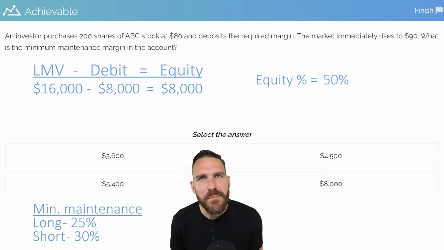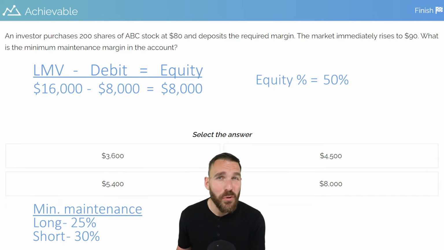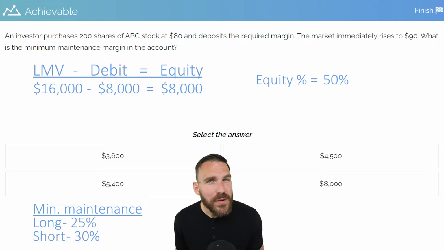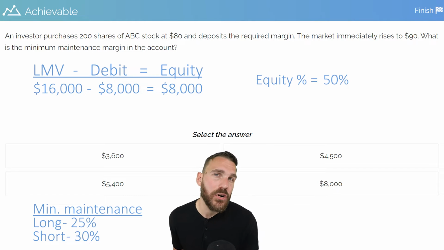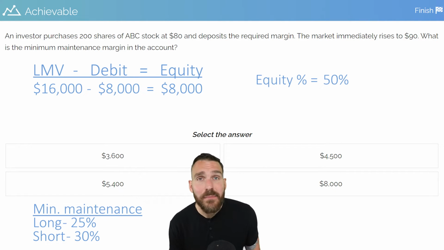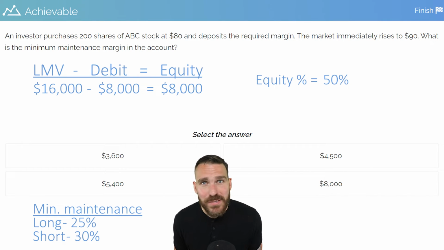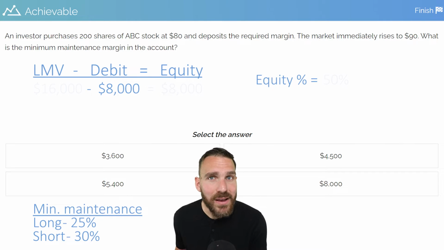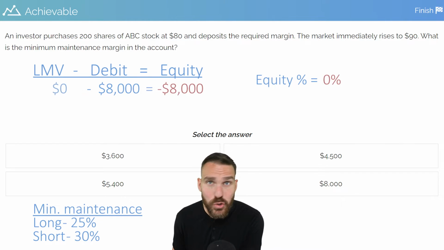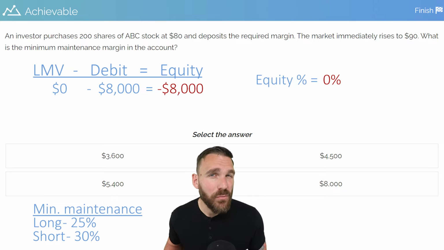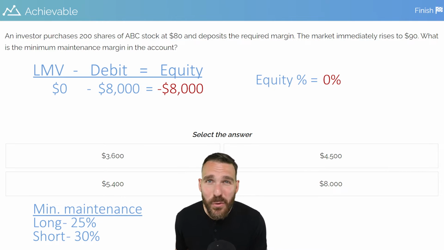The 25% minimum maintenance protects both the broker-dealer and the investor. The broker-dealer has risk when they offer margin accounts to their investors. They're lending money to their investors that is then invested into the market, and if their investments lose significant value, it's possible the investor is unable to repay that loan to the broker-dealer. For example, let's say that this investor's stock goes from being worth $16,000 to nothing. Now, while it's relatively rare for a stock to overnight go to zero, weirder things have happened in the market.